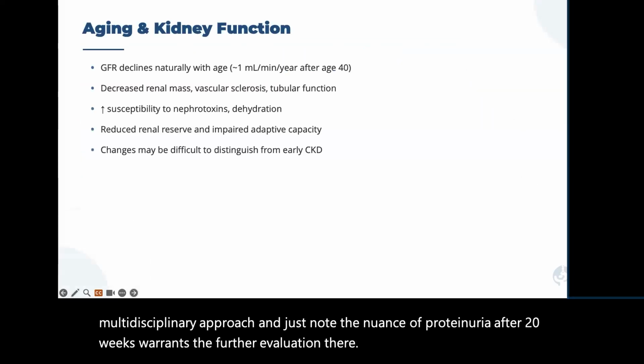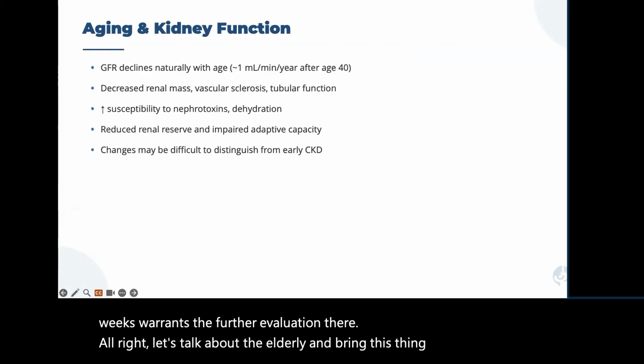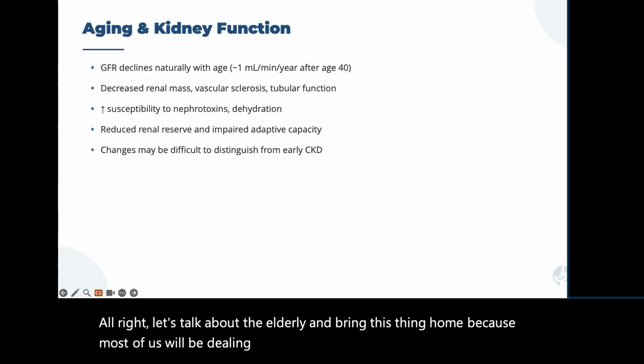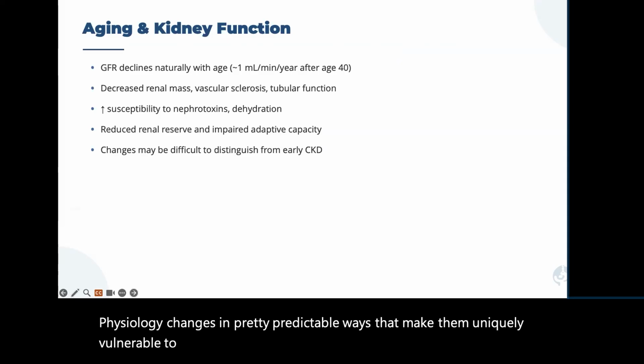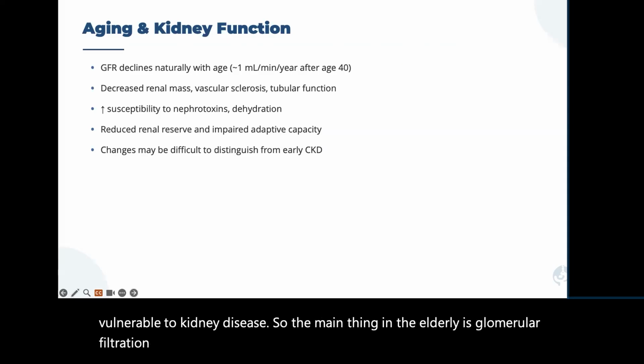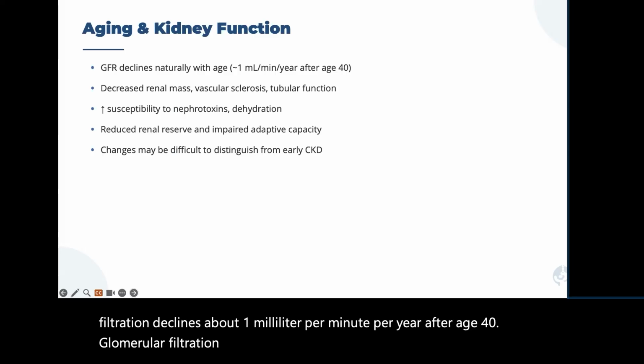All right, let's talk about the elderly and bring this thing home because most of us will be dealing with the elderly. So in the elderly, renal physiology changes in pretty predictable ways that make them uniquely vulnerable to kidney disease. The main thing in the elderly is glomerular filtration declines about 1 milliliter per minute per year after age 40.